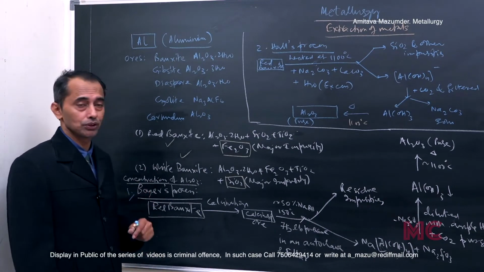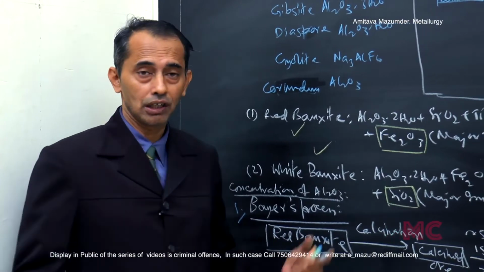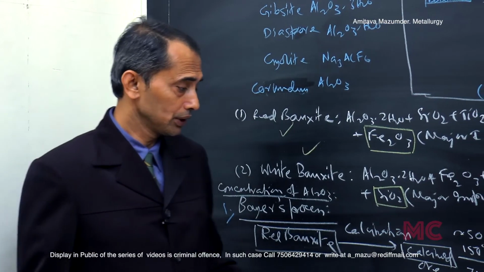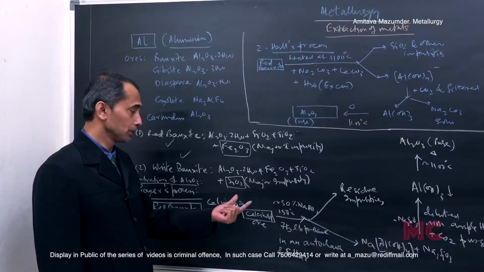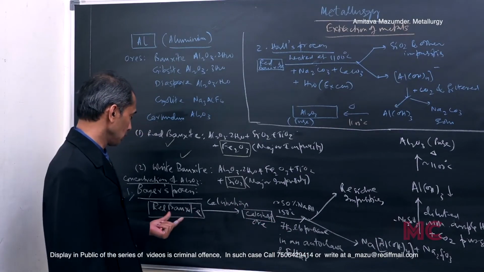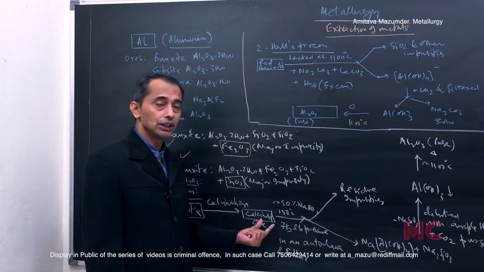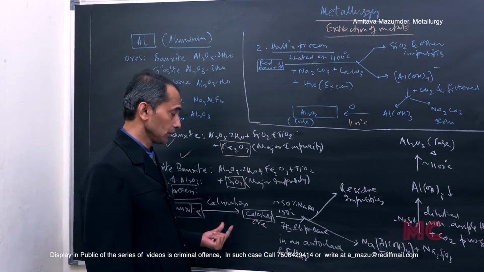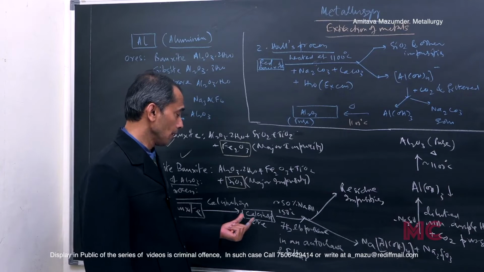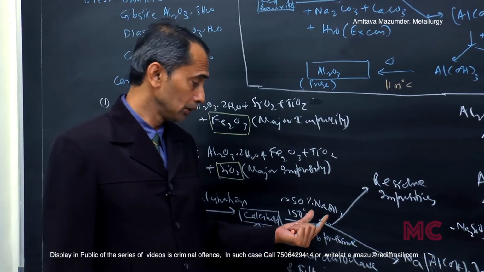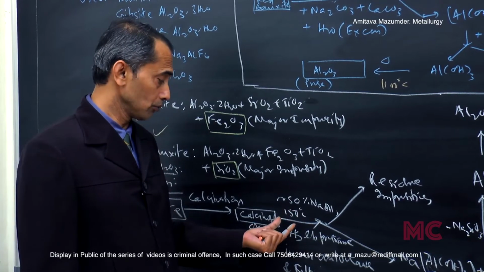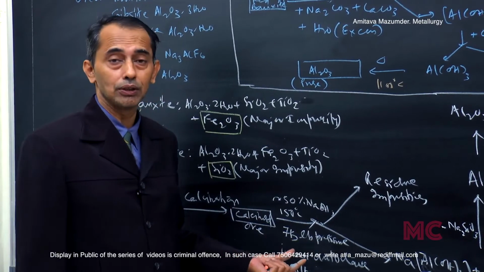How do we do this? For example, in Bayer's process, we take red bauxite in a large vat, basically called an autoclave also, in which we digest with NaOH. Before that we go for red bauxite calcination, in the presence or absence of a little oxygen, and then this calcined ore is treated with nearly 50% NaOH at 150 degrees centigrade and 75 to 80 pounds pressure.